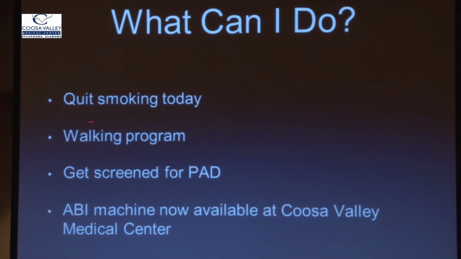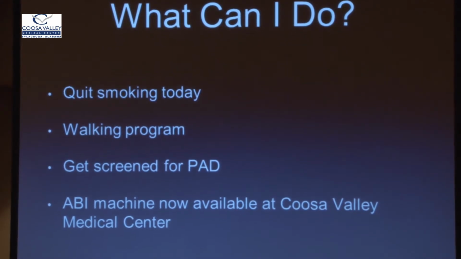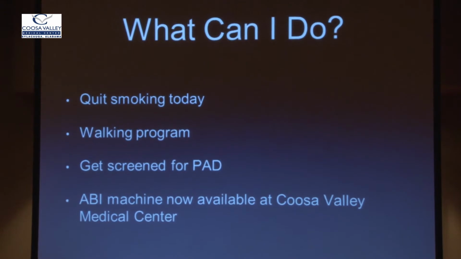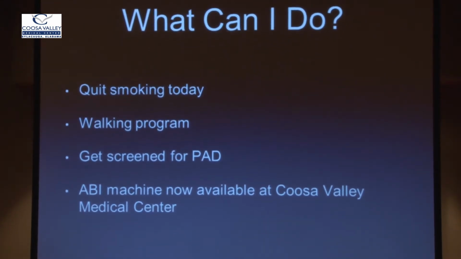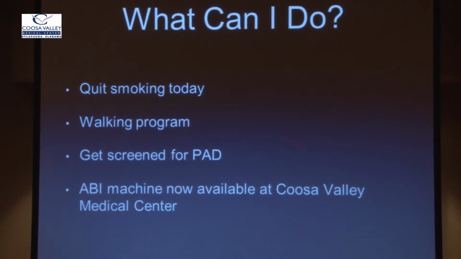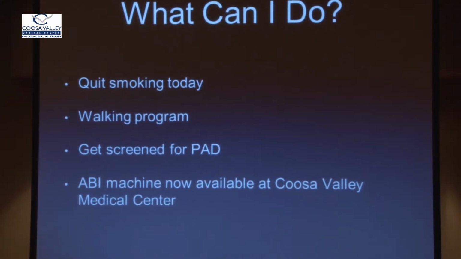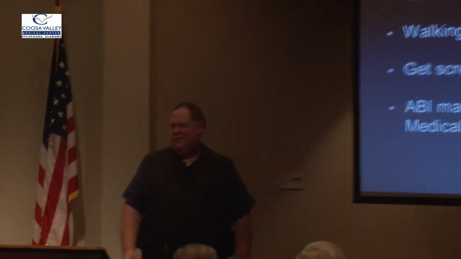Number 1, quit smoking today. That is, again, get rid of this bottom part. Don't smoke, please, please, please, please. It does increase your risk for this, and I know it's hard. Number 2, a walking program. Not just for PAD, but a walking program for everything is helpful for people with joint disease, for people with muscle problems. The more you're active, the more healthy you're going to be.